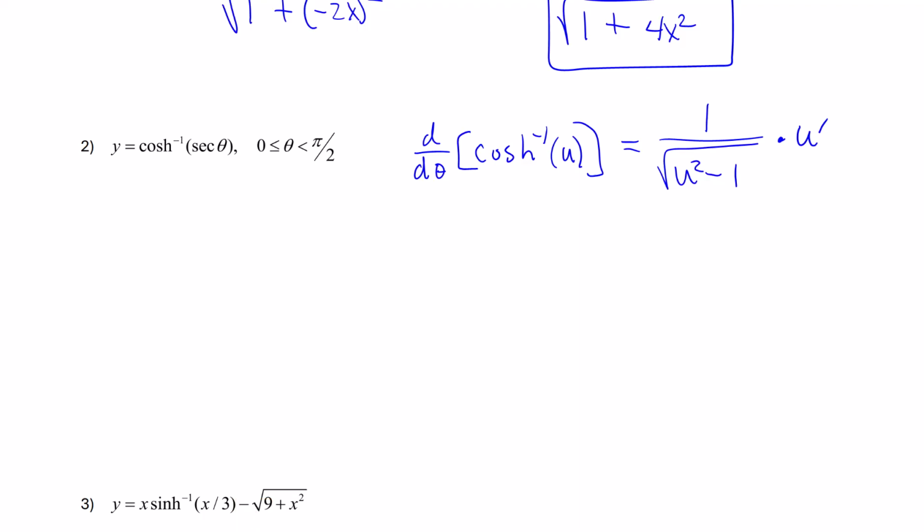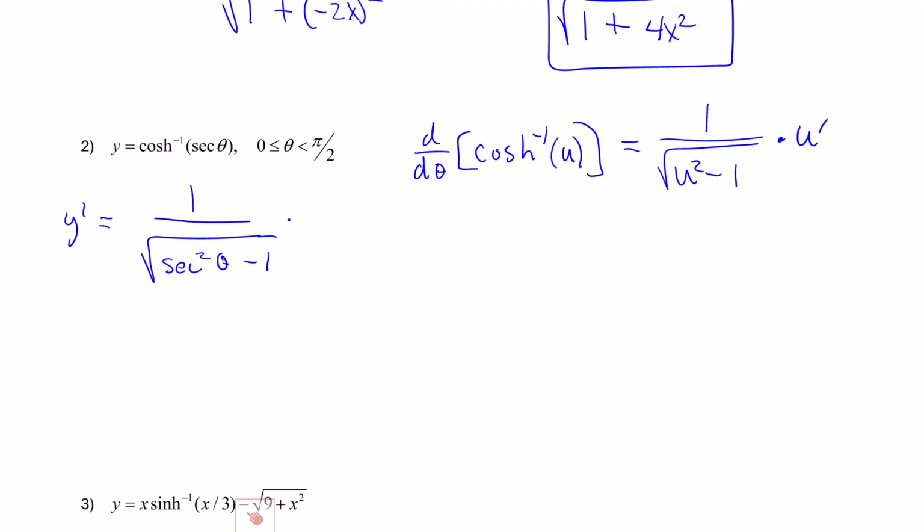If we now apply this chain rule formula for this derivative, it will be as follows. We'll say y prime equals, and then here we go, it's 1 over the square root of u squared minus 1. But now again, u is our inner function, which for this problem is secant of theta. So it's going to be secant squared theta minus 1 underneath our square root. So there's the first part of our derivative, 1 over the square root of secant squared minus 1.